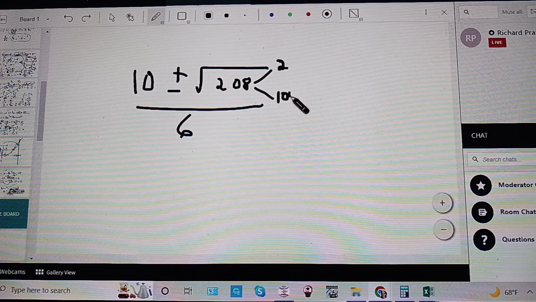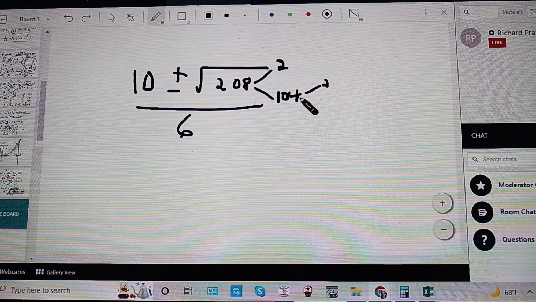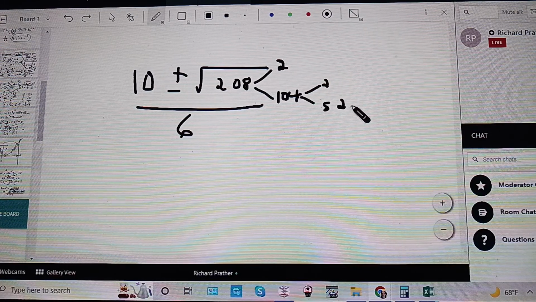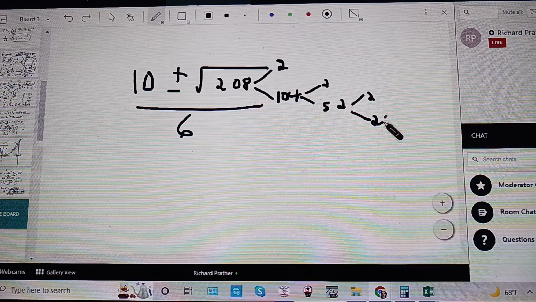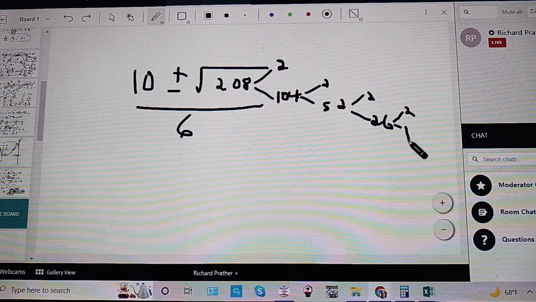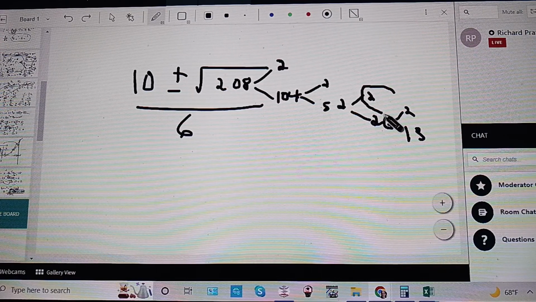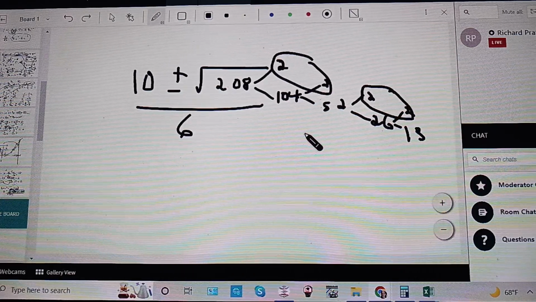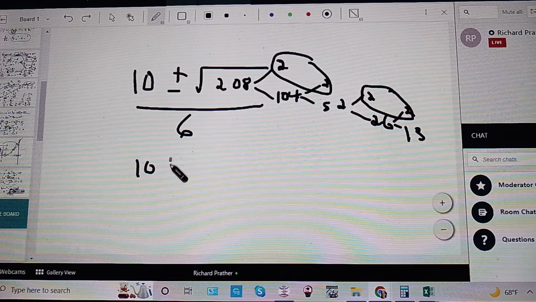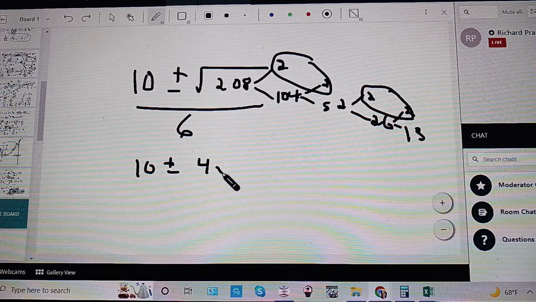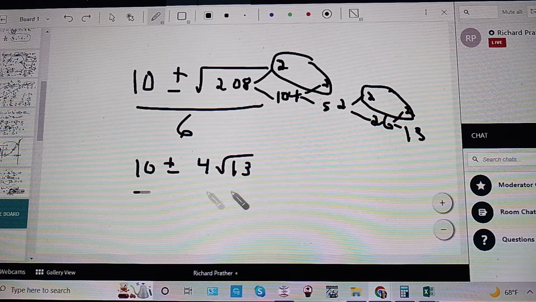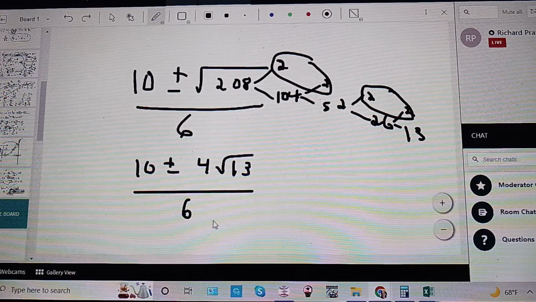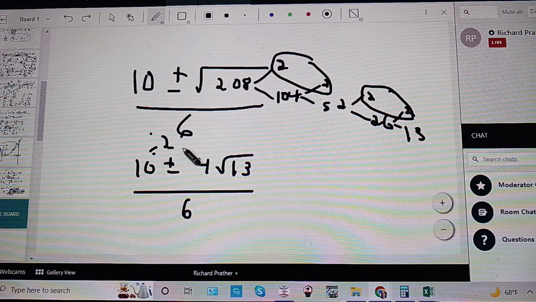So 208, that divides by 2. 104, that divides by 2. 52, that divides by 2. 26, that divides by 2. 13. So we can bring out one pair of 2's and a second pair of 2's. That's 2 different 2's, which makes 4. Square root of 13 all over 6. So if you don't do that, they count it wrong. And then all of these outside numbers divide by 2. Then you have to do that too, or they'll count it wrong.